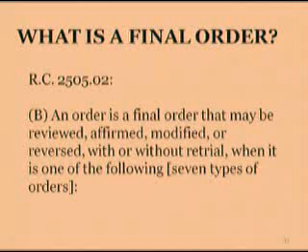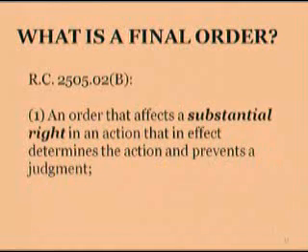Now let's just keep in mind here why we care about 2505.02, because we learned from 2505.03 that every final order, judgment, and decree may be appealed. So here we're getting an example, not just an example, a list of 7 different kinds of final orders. If it's one of these, you can appeal it. So we're going to walk through some of these. And this is the most important one of them.